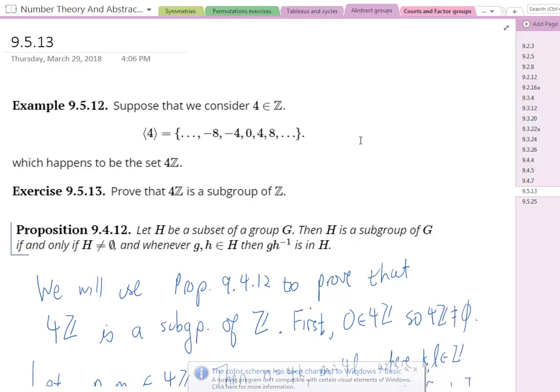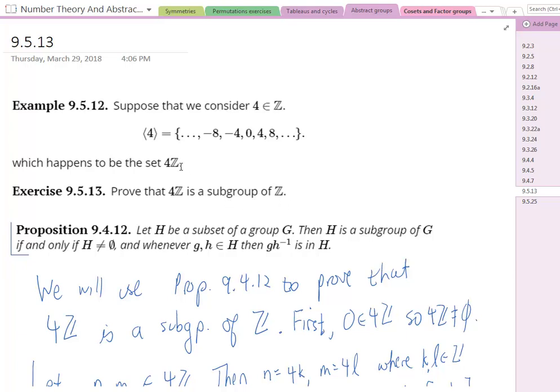Okay, I had a request to do some exercises from 9.5. These are proof type exercises. I realize it's hard to write these out, so let's go for it. 9.5.13 says prove 4Z is a subgroup of Z.